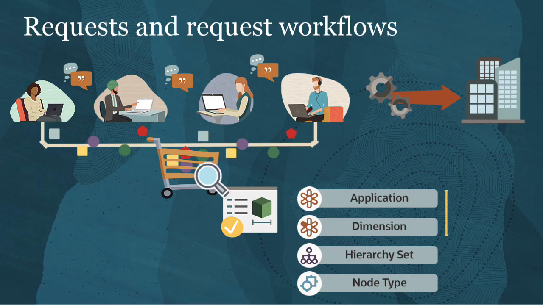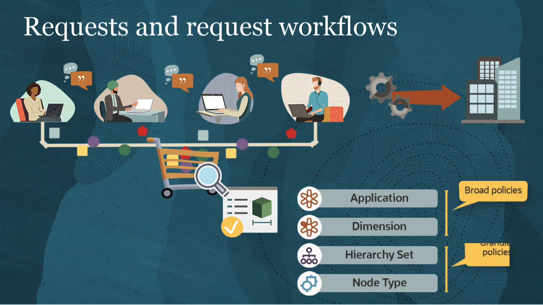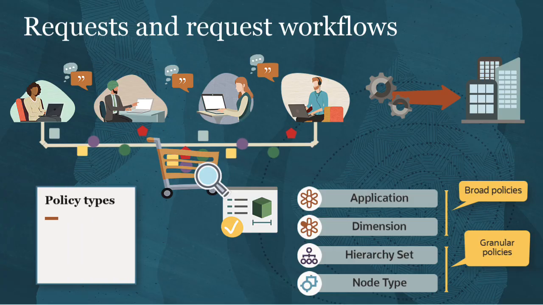Policies at the application or dimension level tend to be broad, applying settings to all enterprise data in an application or to all data in a dimension. Policies at the node type or hierarchy set level are more granular for reviewing and implementing a finer level of change. You can implement 3 types of policies: approval, commit, and notification.